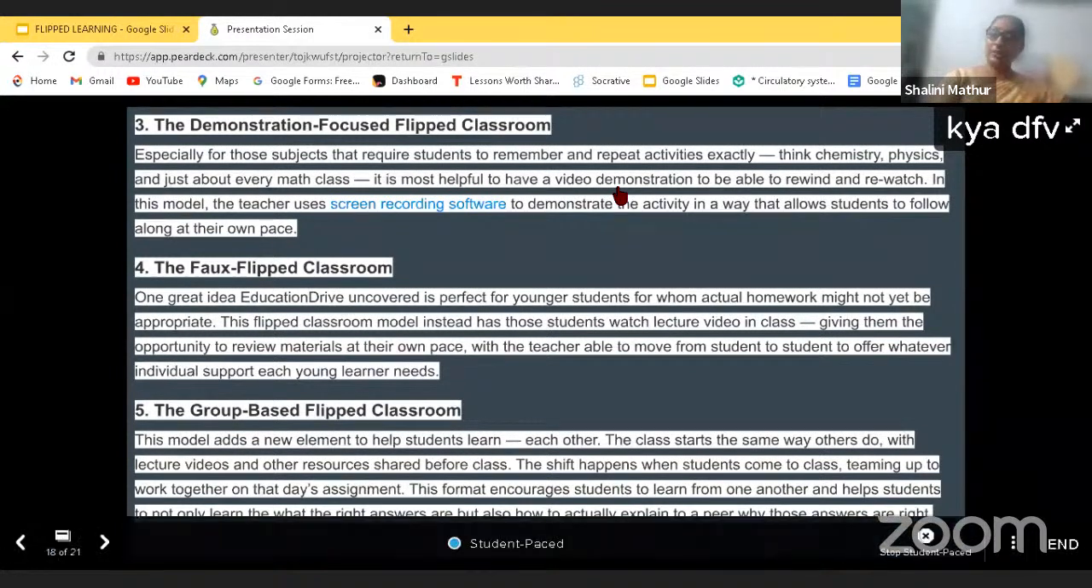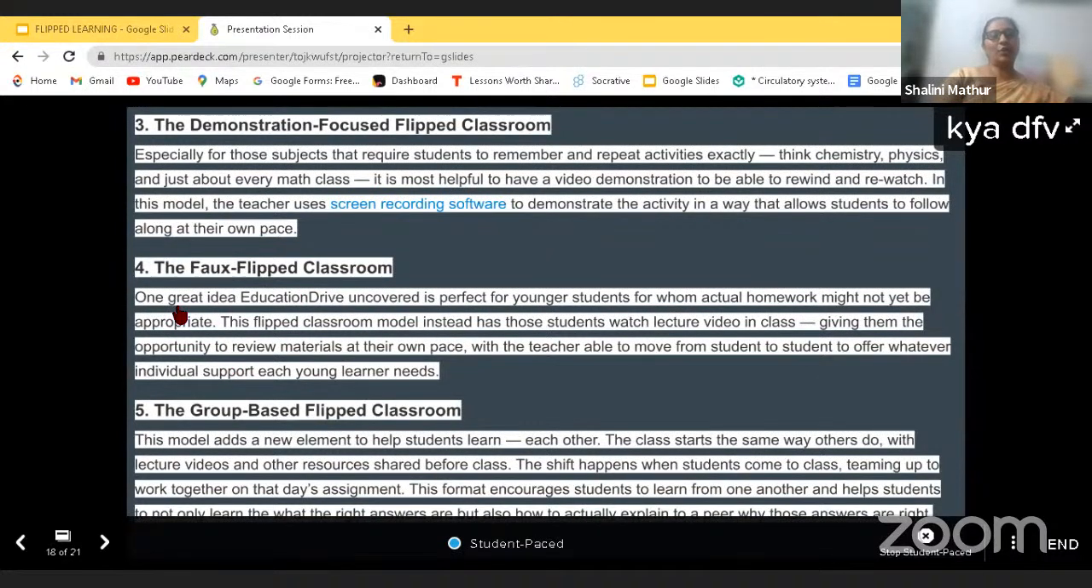Like this, I can even record my demonstration and post it. When I am demonstrating, I can record my class, so whenever the students get time, they can revise what the teacher has explained and how these practicals or activities are done in the lab.